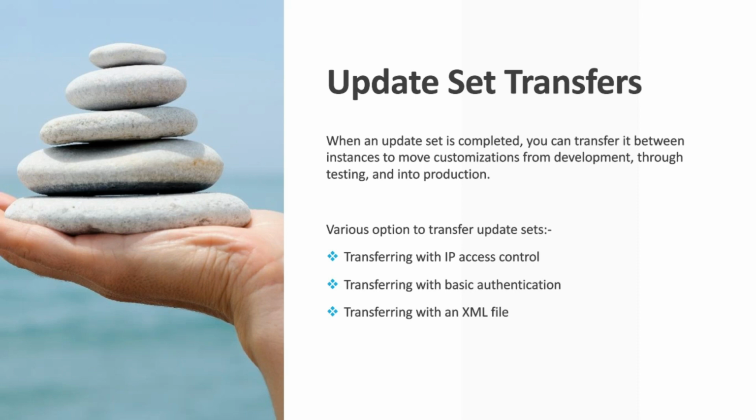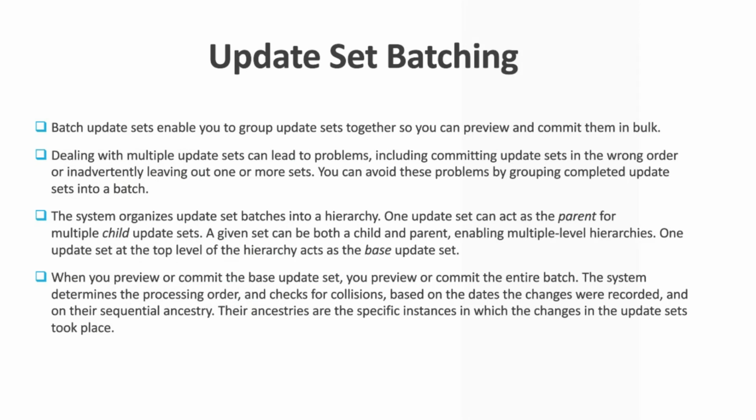Okay, so let's move further and see what update set batching is. Batch update sets enable you to group update sets together so you can preview and commit them in bulk. Dealing with multiple update sets can lead to problems, including committing update sets in the wrong order or leaving out one or more sets.